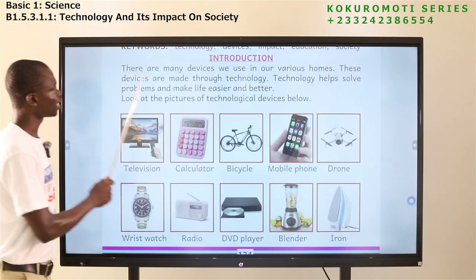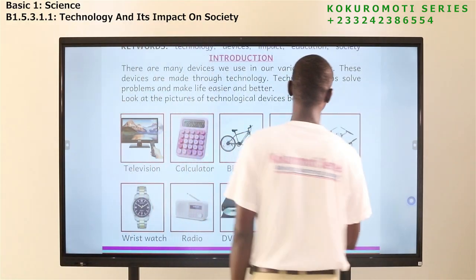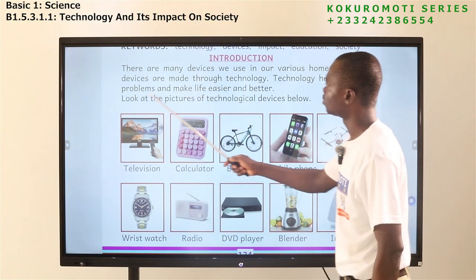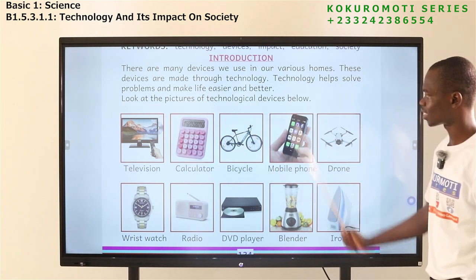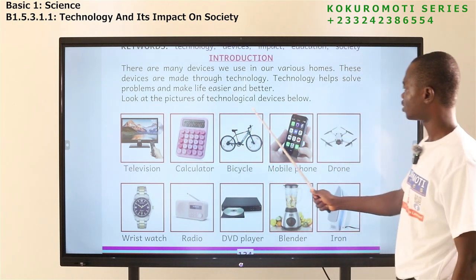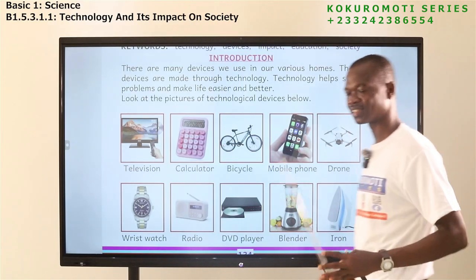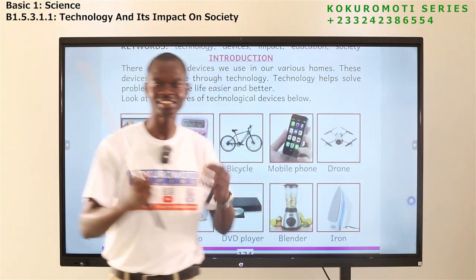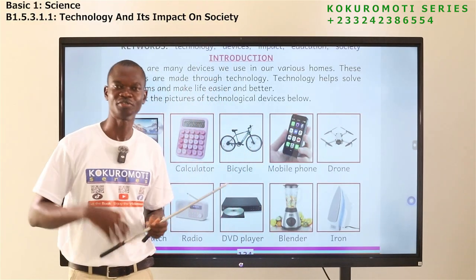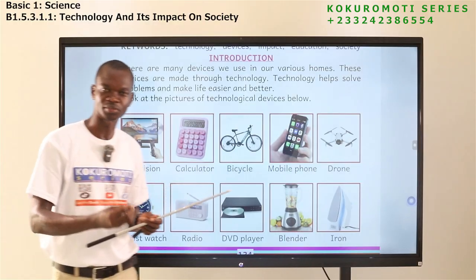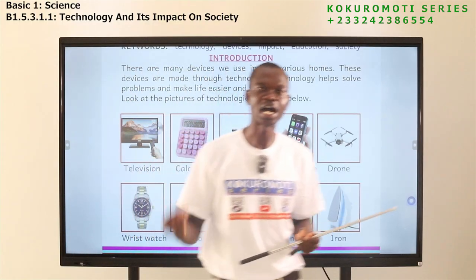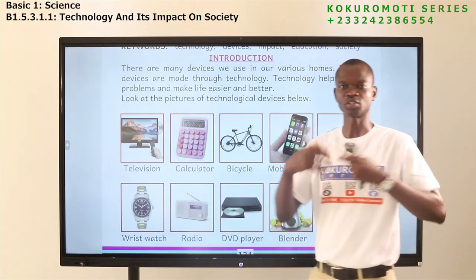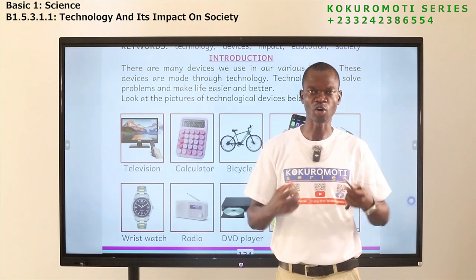Okay, so there are many devices we use in our various homes. These devices are made through technology. Technology helps solve problems and make life easier and better. Look at the pictures of technological devices below. Without science, we can't come out with any technological device. If you are able to understand some science concepts and principles, and we apply them, then it helps us to come out with devices that will solve societal problems or issues.